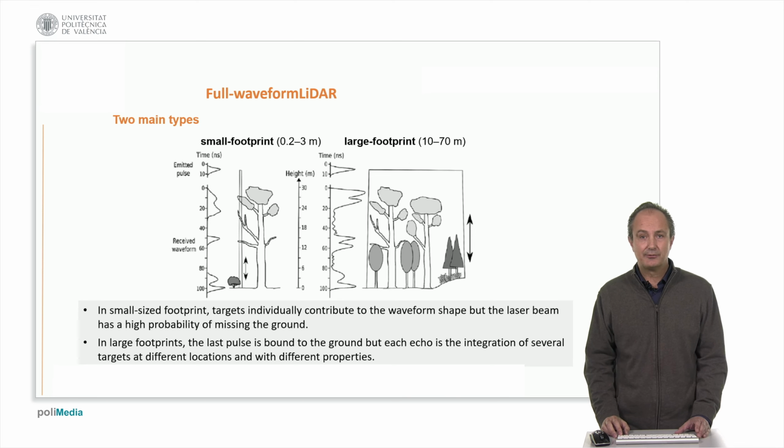There are two main types of full waveform Lidar: small footprint and large footprint. Small footprint is typical of aerial and UAV laser systems and large footprints of satellite systems. In small footprint systems, all targets individually contribute to the waveform type, but the probability of registering information of the ground is lower. On the other side, in large footprint systems, the last pulse usually reaches the ground, but each return is a mix of several contiguous targets with different properties.